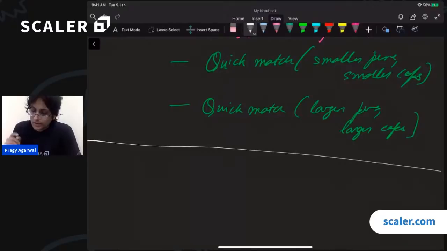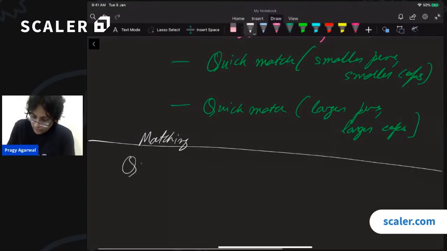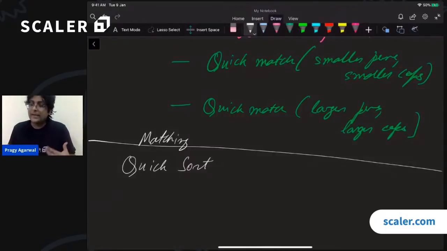Perfect. Now, this was for the matching thing. Let us quickly look at the quicksort algorithm. This was basically to build the intuition of quicksort. Now we were not really sorting over here. We were matching pens and caps. But let us see how we can use this to sort different numbers.